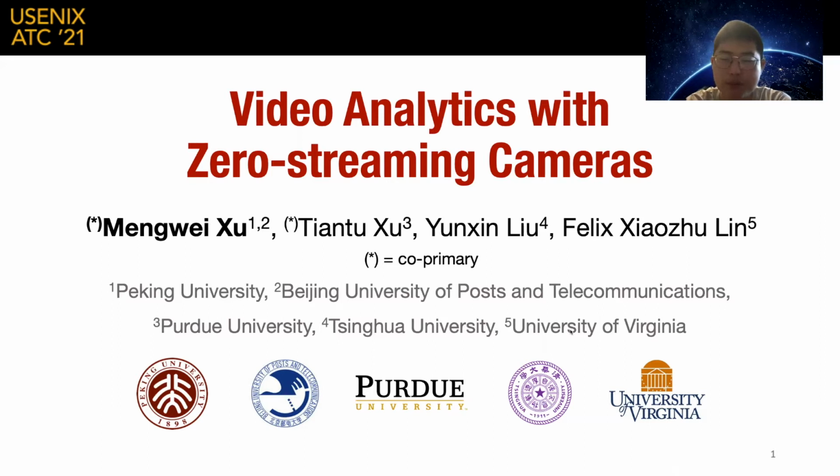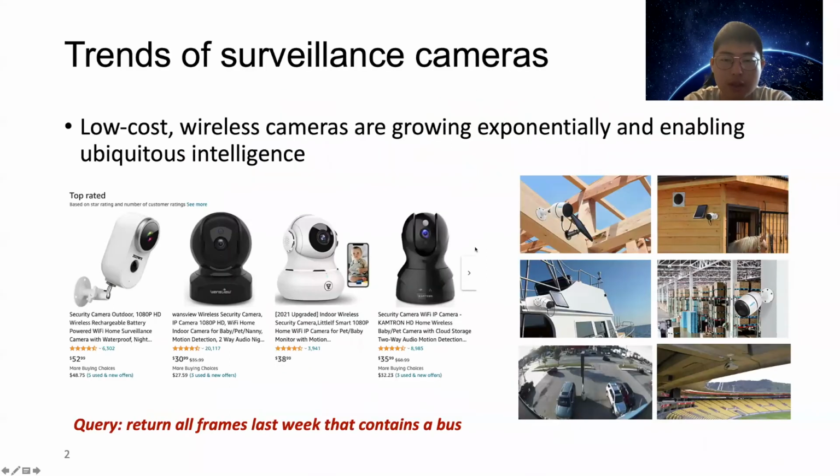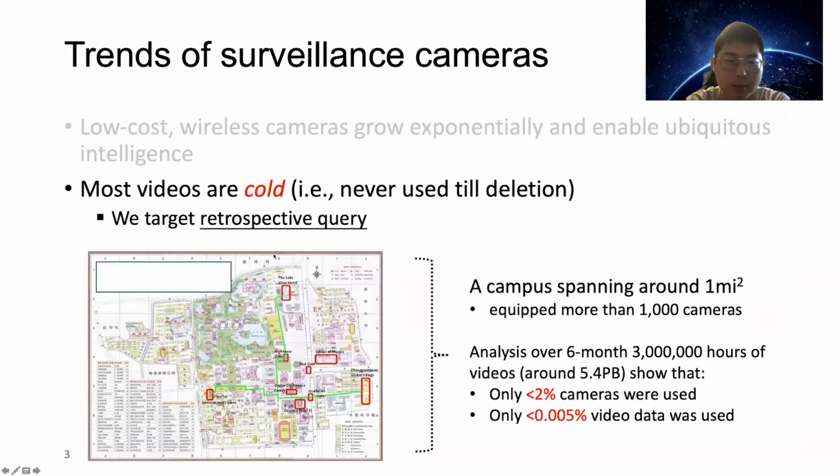Today I'm honored to present our work of zero streaming cameras, a new paradigm for video analytics systems. Let me first introduce some well-known trends of surveillance cameras. Local and wireless cameras have been growing exponentially, and their large-scale deployment along with machine learning techniques has enabled ubiquitous intelligence. For example, a user can query all the frames that contain the object of interest, like a bus.